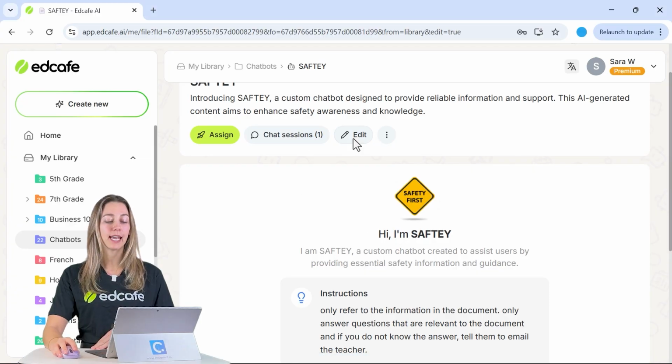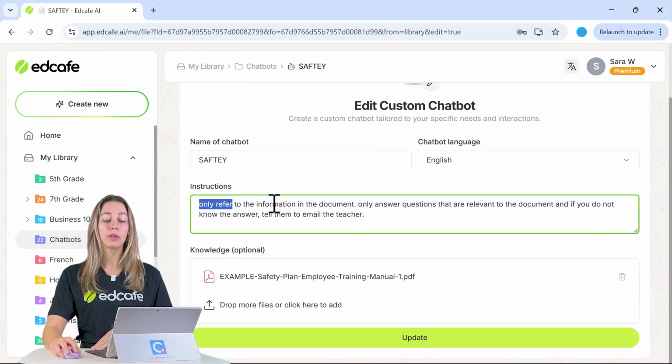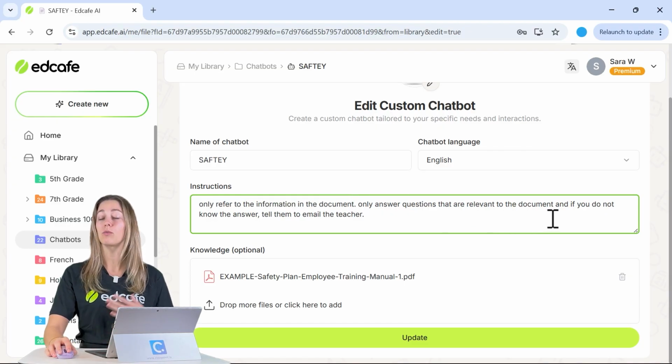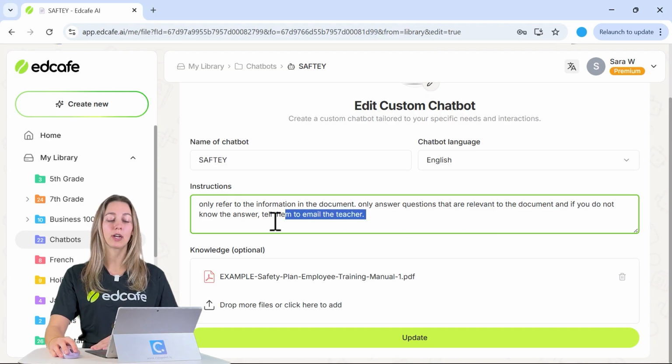From here, we can take a look at the additional instructions to only refer to the information in that document and to only answer questions that are relevant to the document. And if the chatbot doesn't know the answer, instruct the students to email the teacher instead.